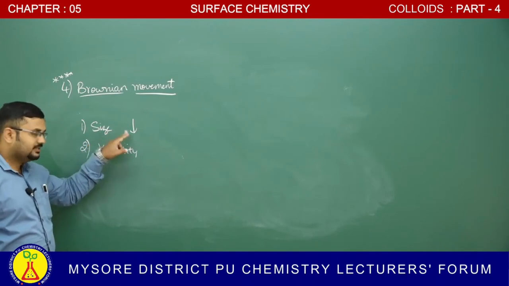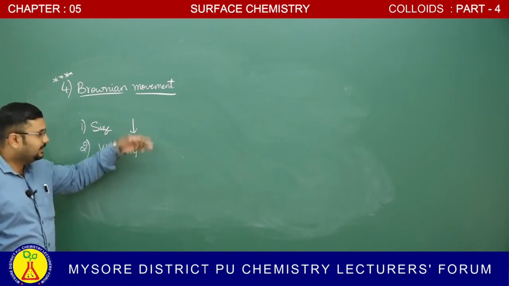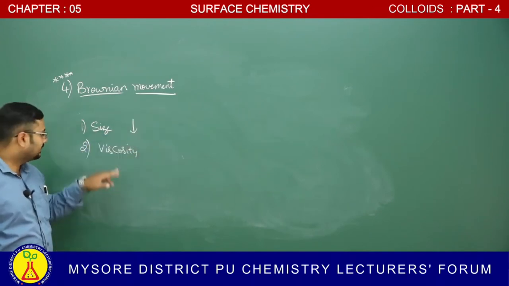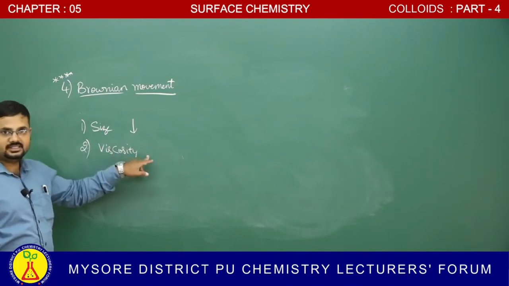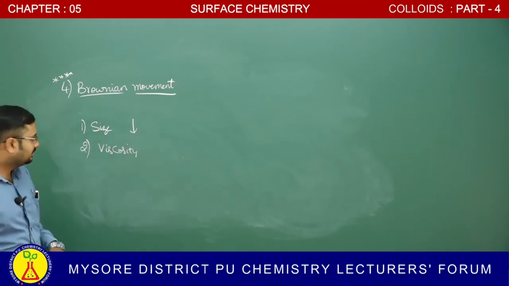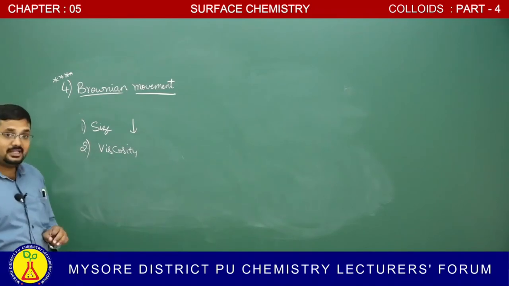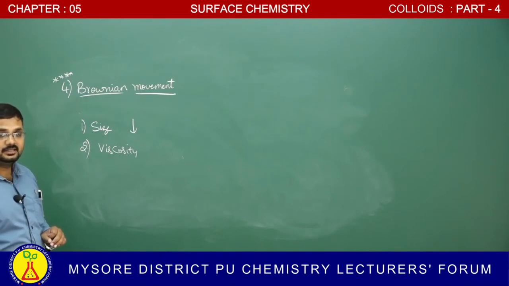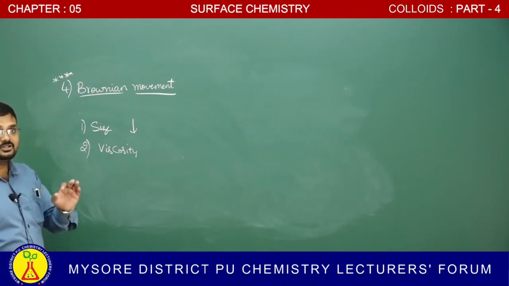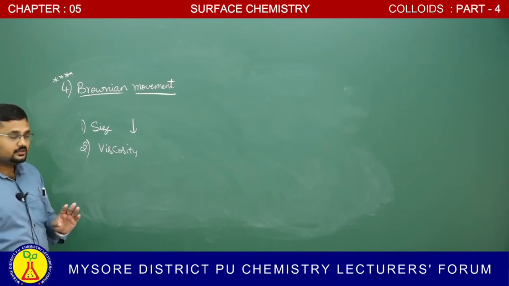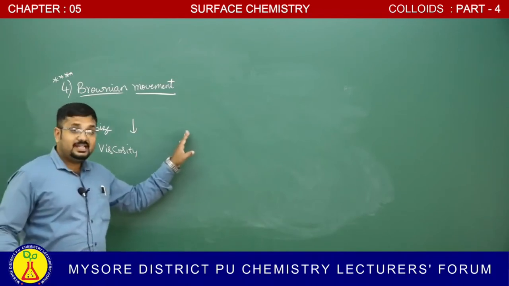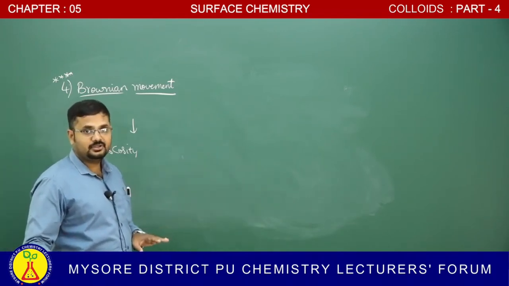So if the size is smaller, the motion will be faster. If the viscosity is lesser, the motion will be faster. So it depends on size and viscosity, and on unbalanced bombardment. Due to unbalanced bombardment of the particles by the molecules of the dispersion medium, there will be continuous zigzag motion seen.